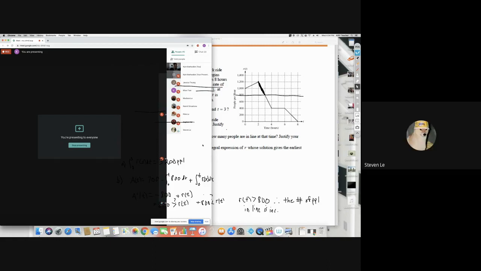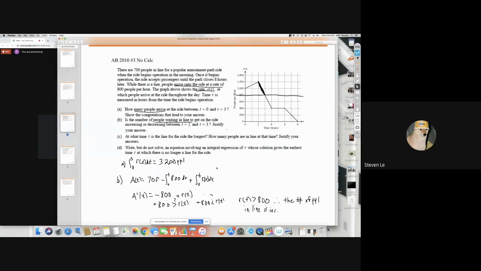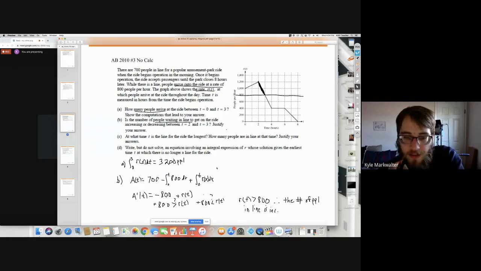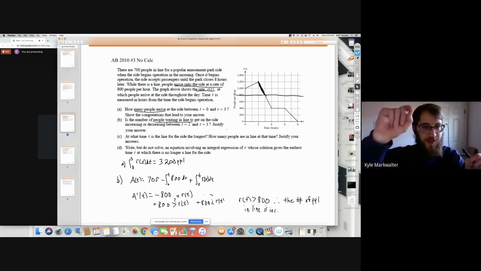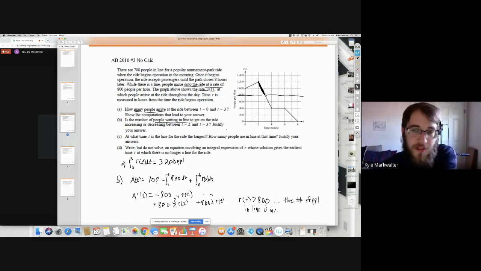Could you have also done A of 2 and A of 3 and just said that it increased or something? Yes, only because we're dealing with linear piecewise functions. Because if this graph had been anything more complicated, that might not necessarily have been true. Because if you just find two endpoints, you don't know what's going on between those endpoints.